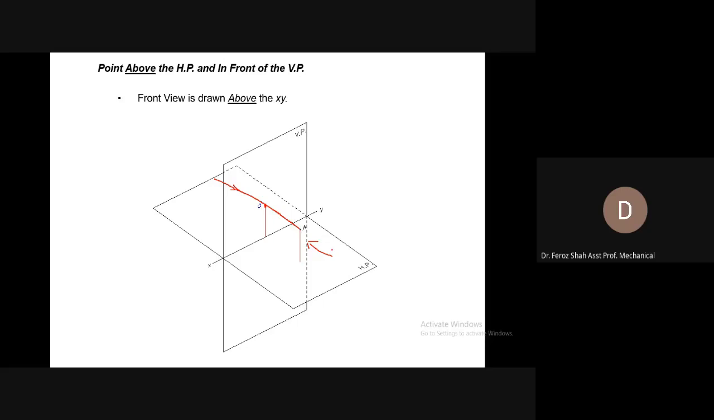Similarly, if you look at point A from this side, the projector would draw its projection on the vertical plane at the similar position. So there would be no difference if you are looking at the point from the front side or from the back side. The projection would come at the same position, and always the front view would be drawn at the vertical plane.